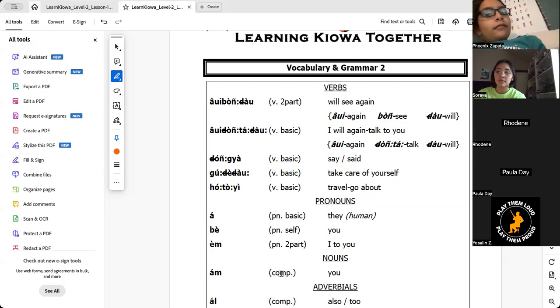And then we said, Begu te thought. Remember, take care of yourself. You take care of yourself. So gu te thought is like to take care of. And then ho to ye, travel about.